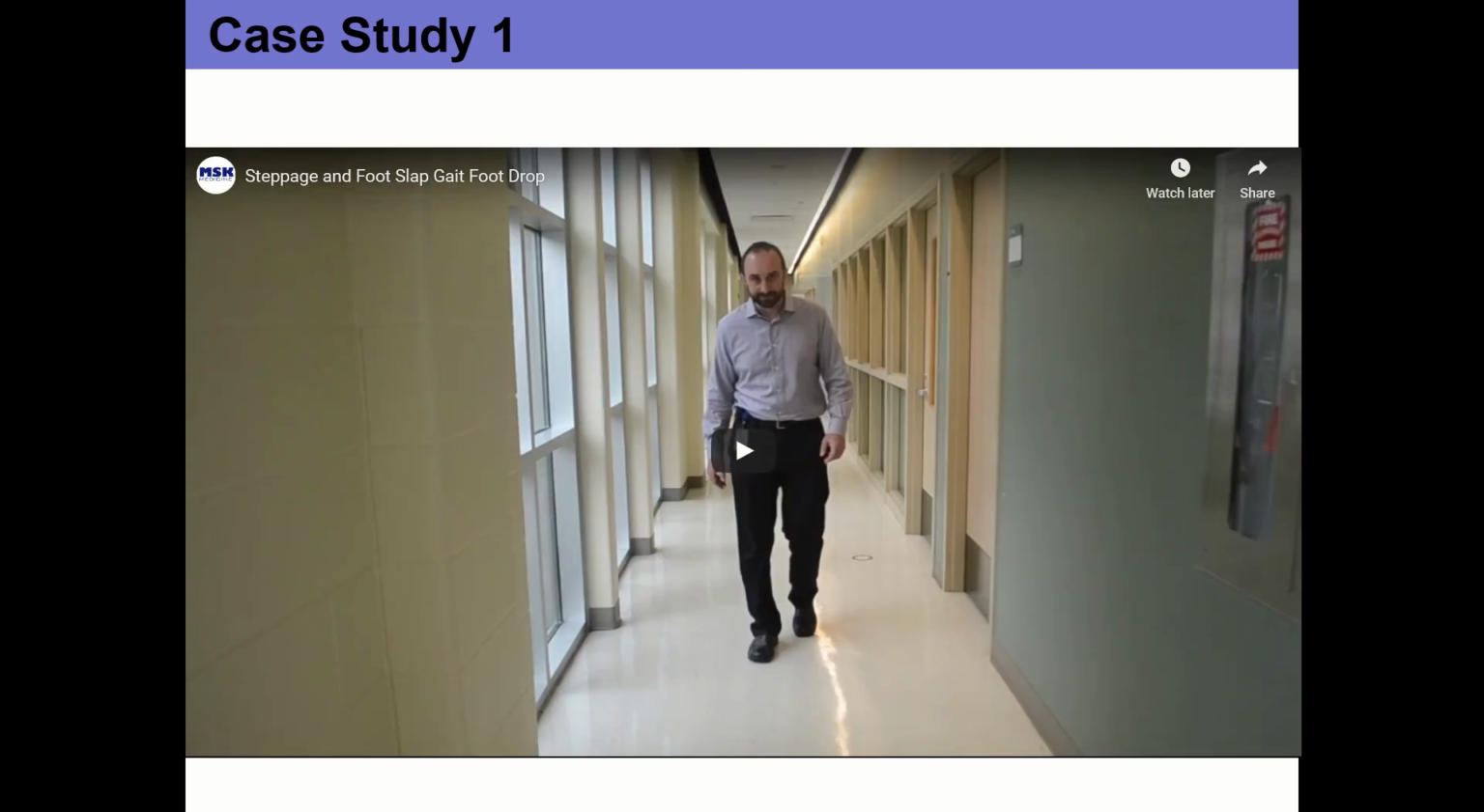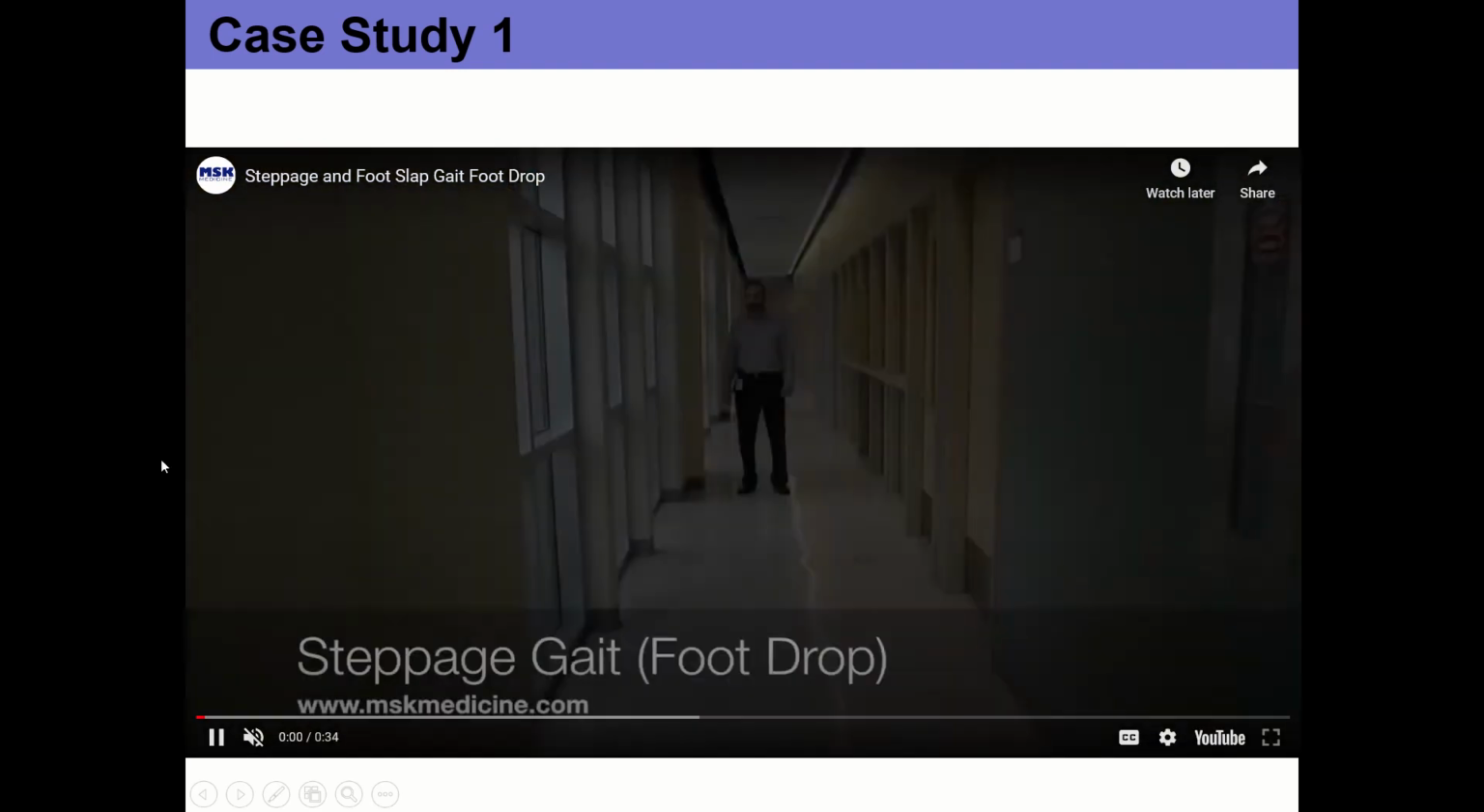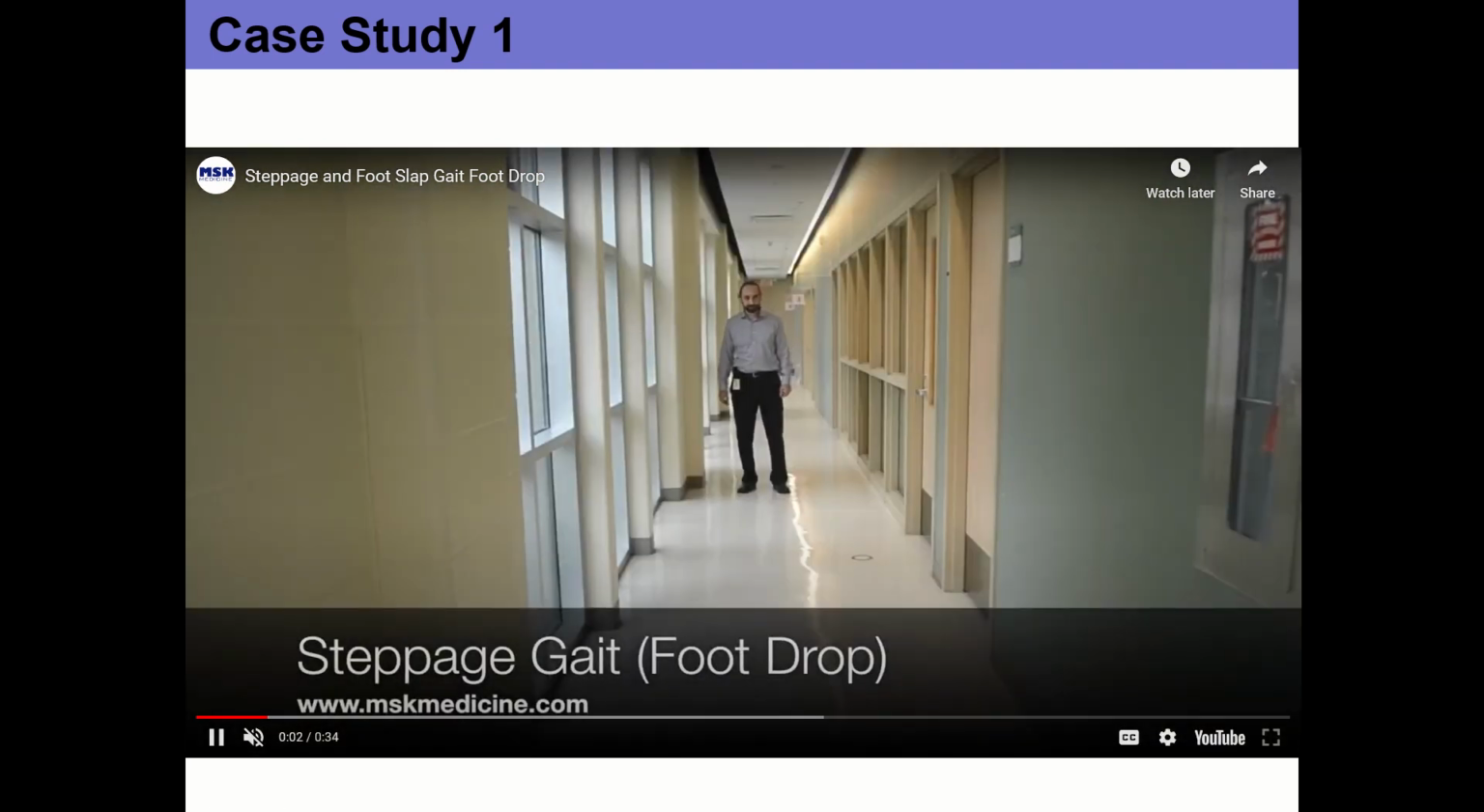So now I've got some videos of people with different sorts of gait alterations. So this first one, I'll just show you what it looks like. So watch his right leg, and this one tells you what he's doing.